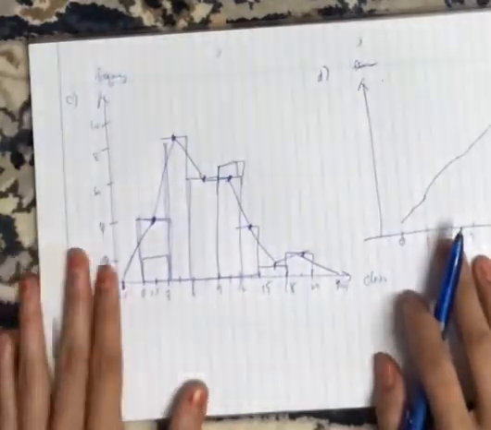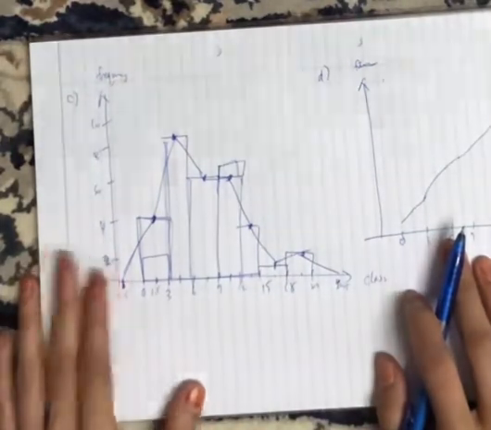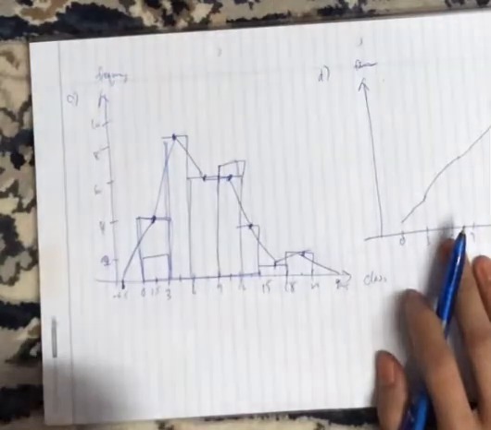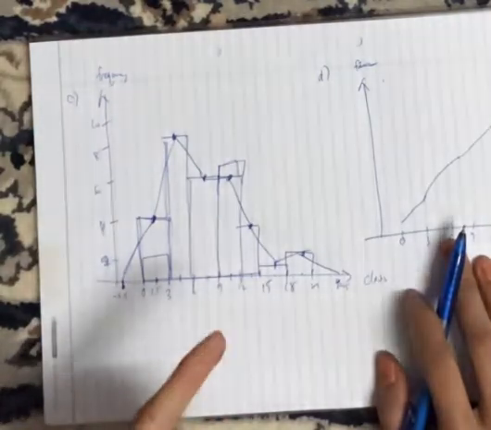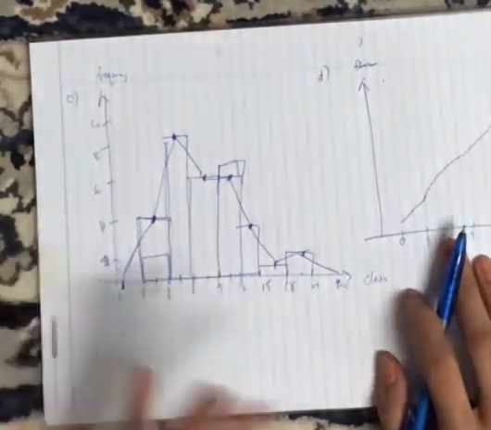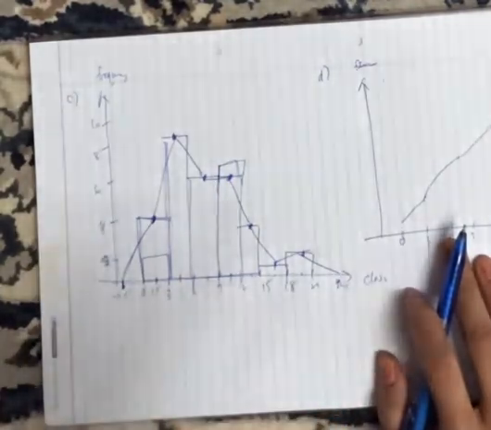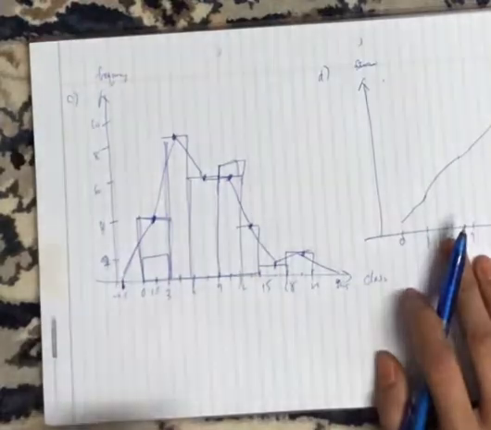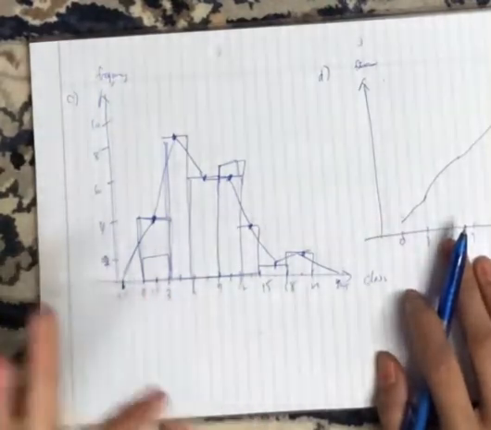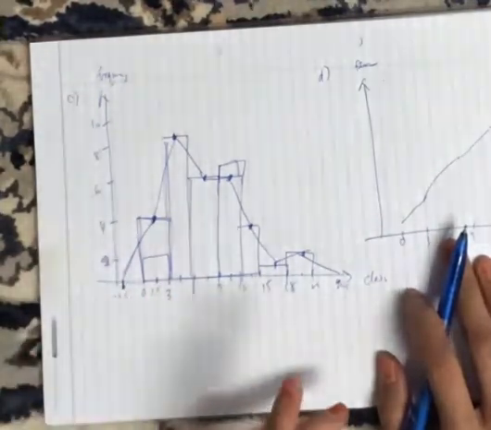For quantitative data, you need to know how to do a histogram, polygon, and ogive. And for polygon and ogive, the main one here is the histogram. After you know how to draw a histogram, it means that you can draw the polygon and ogive.